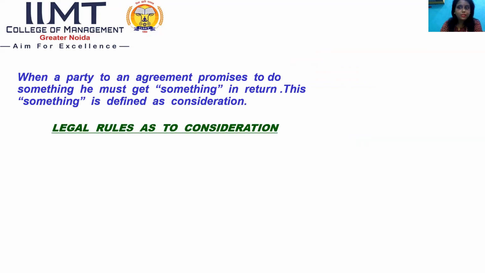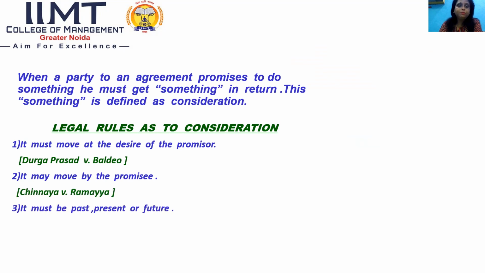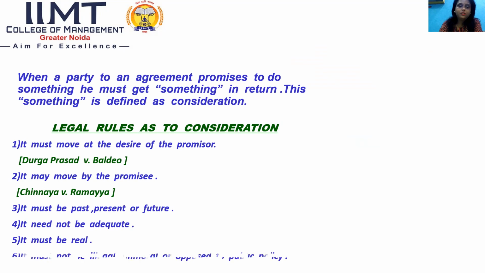There are some legal rules as to consideration. It must move at the desire of the promisor. Case: Durga Prasad versus Baldeo. It may move from the promisee. Chinnaya versus Ramayya. It must be past, present, or future. It need not be adequate. It must be real. It must not be illegal, immoral, or opposed to public policy. These are the legal rules as to consideration.